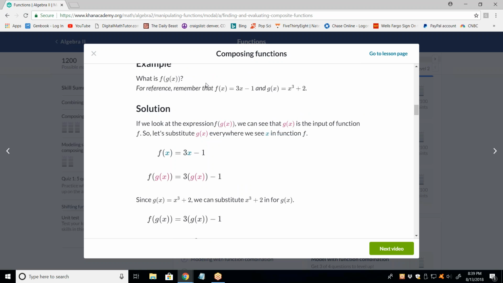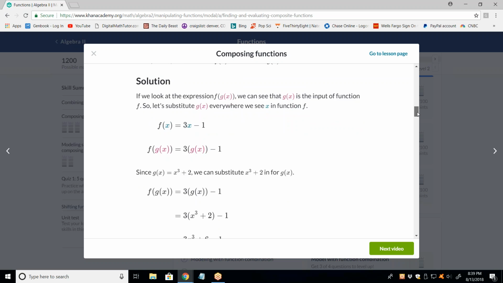Here in this example, we have two different functions. We have an f function, which is linear, and we have a g function, which is cubic. And they want to know what f of g of x is. So whatever the g of x function is, we're going to plug in. Well, the g of x function is x cubed plus 2. So we're going to plug in x cubed plus 2 wherever we see x.